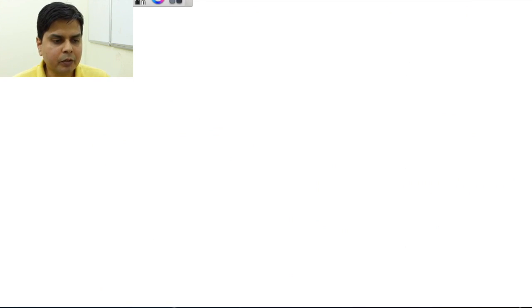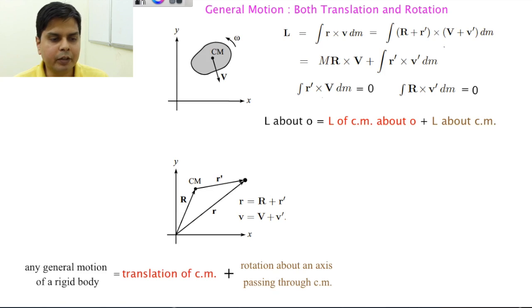In this lecture we will consider a general case. Now what is this general case? We have to see that suppose the body is both translating and rotating also. So what I have been given, suppose this is my arbitrary shaped body, the center of mass is here and this is moving with velocity v, and this body is rotating also with omega, and this is your axis, this is your say origin about which I have to find L.